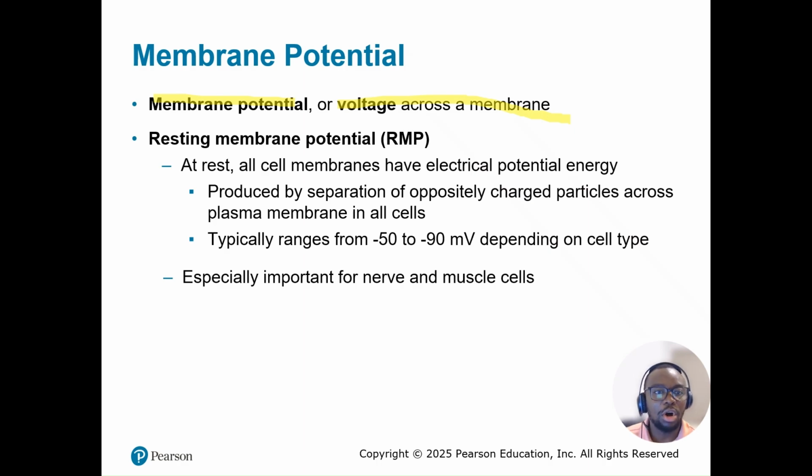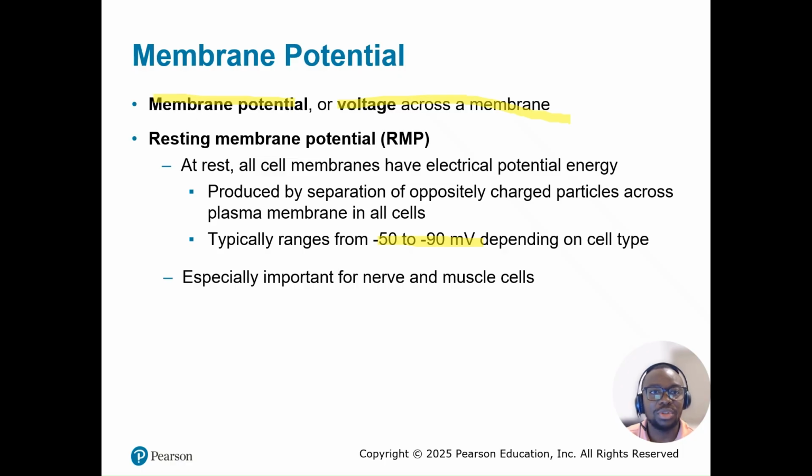At rest, all cell membranes have electrical potential energy produced by separation of oppositely charged particles across the membrane. The potential typically ranges from minus 50 millivolts to minus 90 millivolts, depending on the cell type. For this reason, all cells are said to be polarized. The minus sign before the voltage indicates that the inside of the cell is negative compared to its outside.